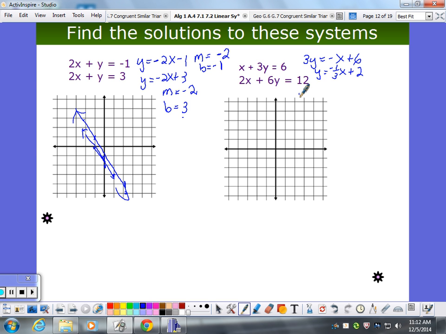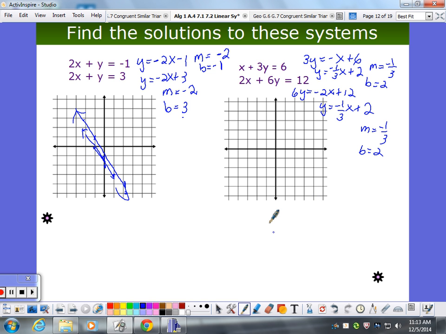Let me move on to this one now. That becomes 6y equals negative 2x plus 12. I need to divide by 6. That's negative 2 over 6, negative 1/3 x. So the slope here is negative 1/3, and b is 2. Slope here, negative 1/3, b is 2. What's going on here? They're equivalent.